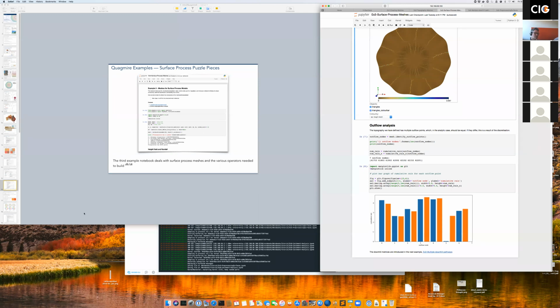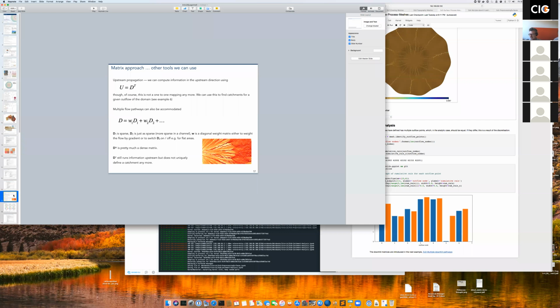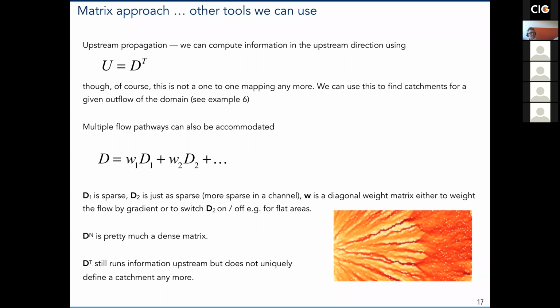I'm going to switch back to the theory part and just quickly fill in some of what we need to cover the next couple of notebooks. So in the matrix approach, there are also some other tools that we can make use of, and the first of those, which I'll talk about later, is the fact that if we can propagate information downhill, then the transpose of that operation is to propagate it uphill. And although that's not a one-to-one mapping, it's exactly the same process. And so we will be making use of that in a moment to propagate information from the outflow points back up into the catchments.